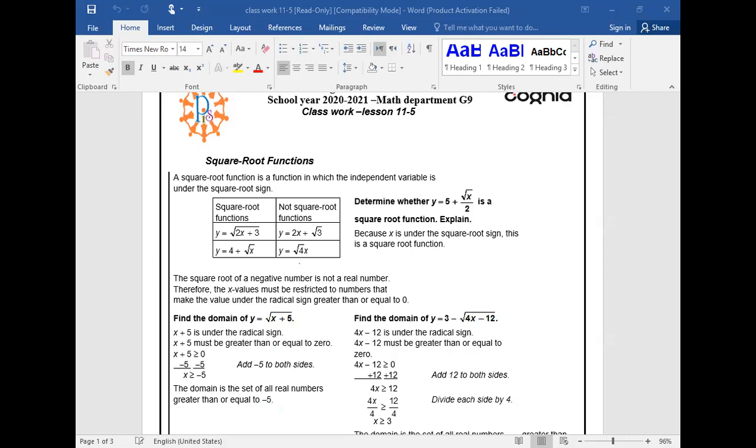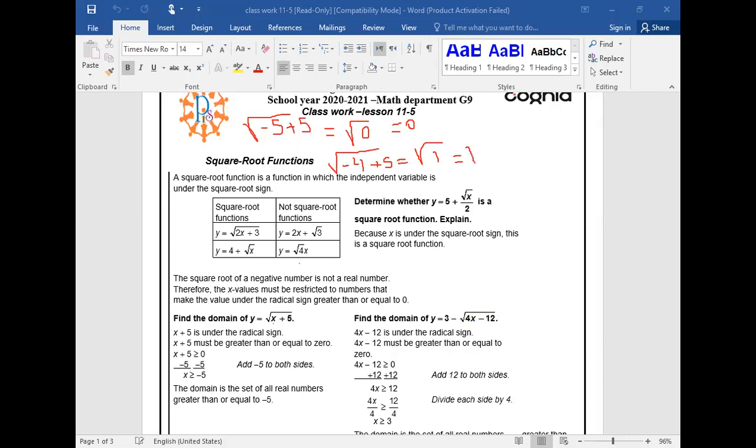If I substitute the value of x by negative 5, then it will be negative 5 plus 5, right? Then negative 5 plus 5 will be 0. Then we can find the answer here. If we choose any number more than negative 5, for example negative 4, it will be negative 4 plus 5, which equals 1, square root of 1, and the square root of 1 equals 1.